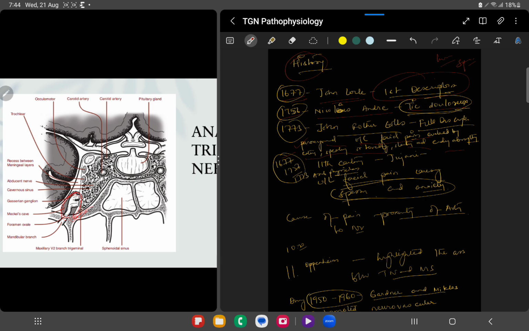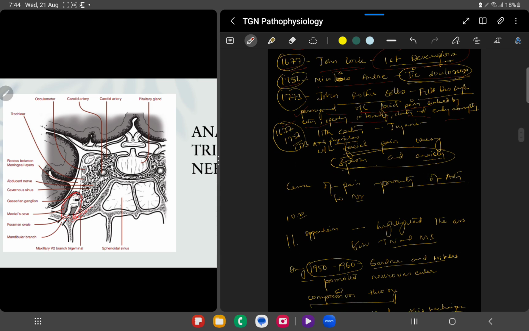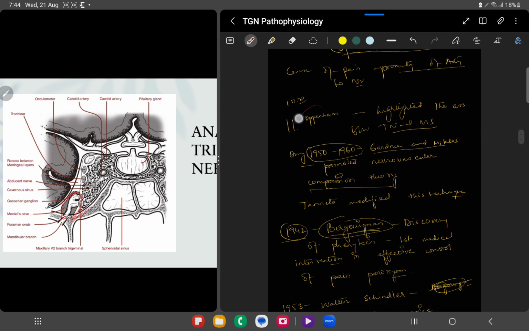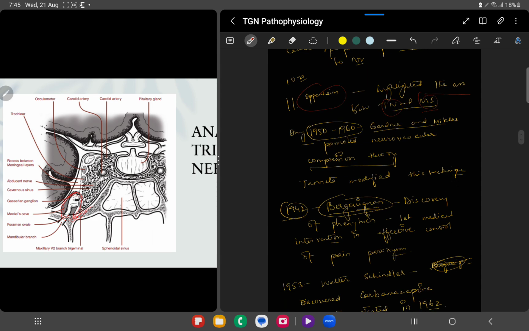And in the 11th century, we have Jujani et al., an Arab physician who described this disorder as a unilateral facial pain causing spasm and anxiety. Oppenheim was another person who highlighted the association between trigeminal neuralgia and multiple sclerosis. However, the mechanism has become clear now, as I've discussed in the primary demyelinating disorders pathophysiology subheading.